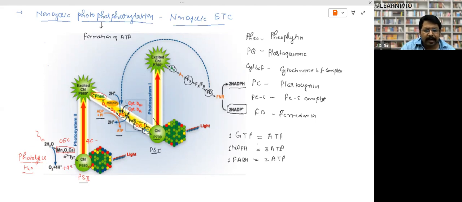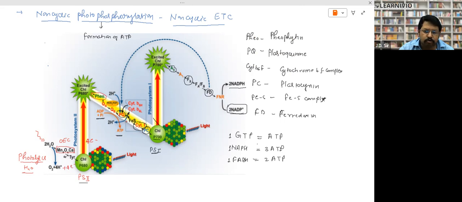These 4 electrons go to chlorophyll a molecule P680, PS II. It provides energy, so the electrons jump and become highly energetic. The electron gets excited. These electrons go to a component called pheophytin, written over here as Pheo. Then from pheophytin, they reach PQ, plastoquinone, and after that they reach cytochrome b6f, the cytochrome b6f complex.